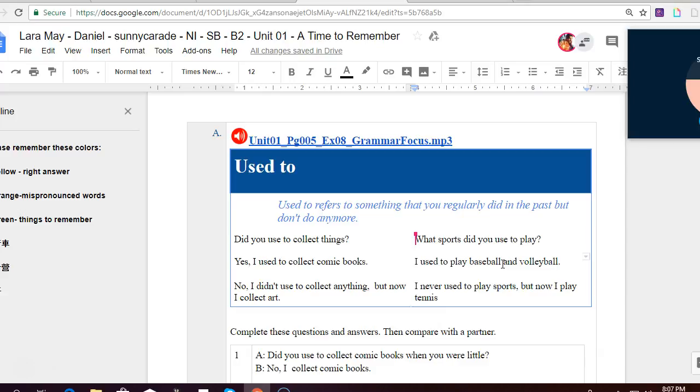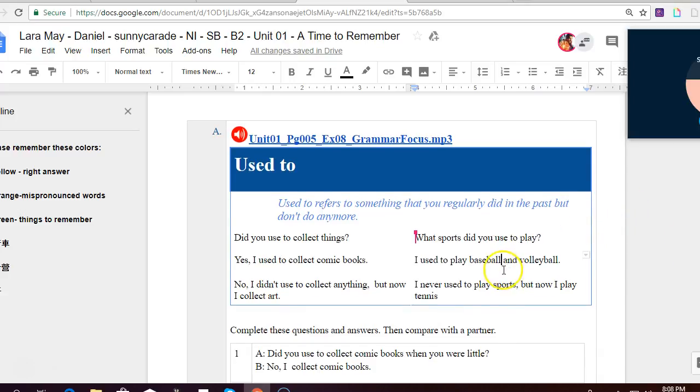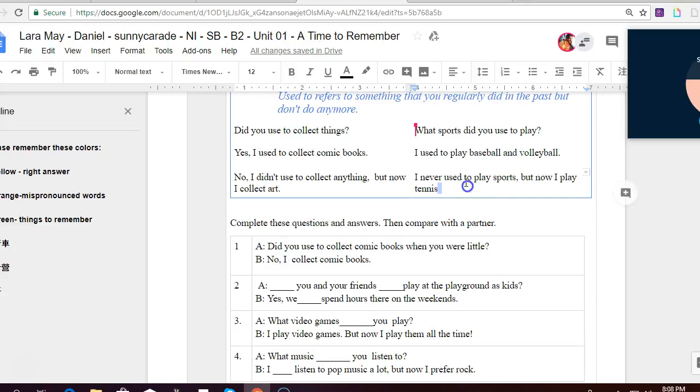What is the sport that you usually do or play? I used to play basketball. Oh, okay, nice grammar. Good job. Okay, you used to play basketball. Just like another one, here are the things that they never used to play. Can you please read this sentence? I never used to play sports, but now I play tennis.